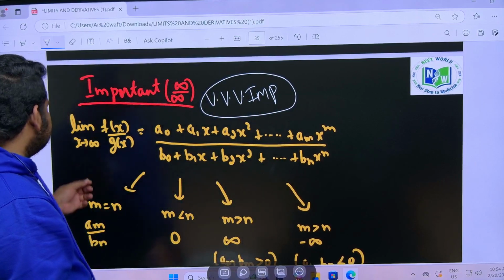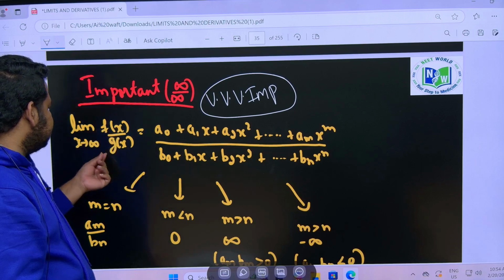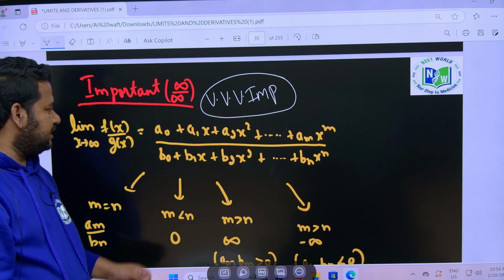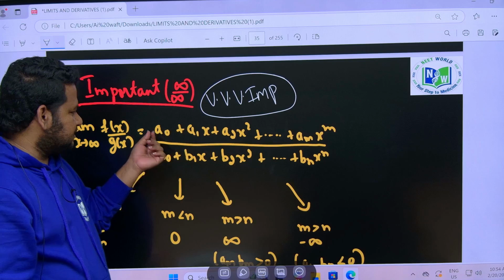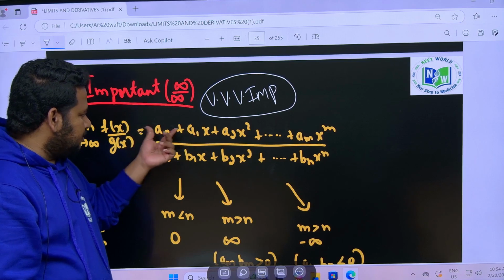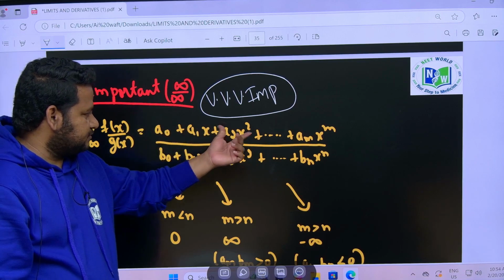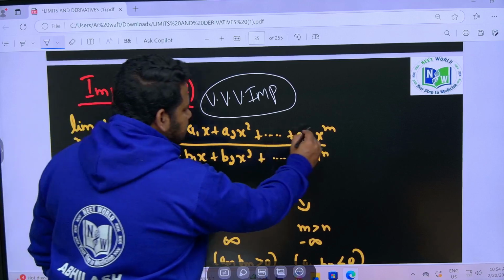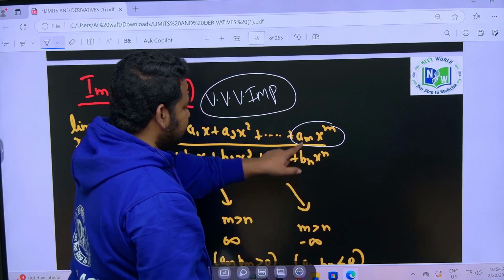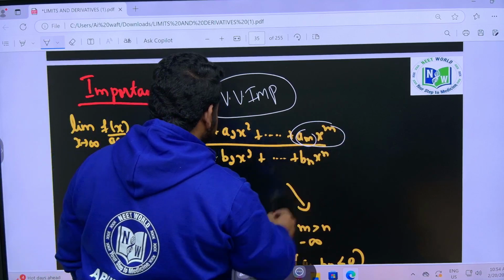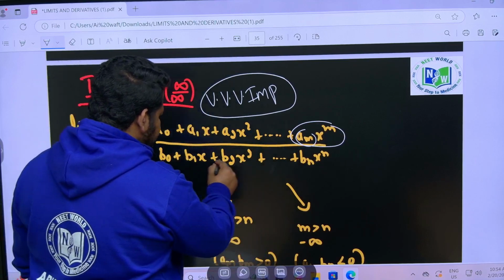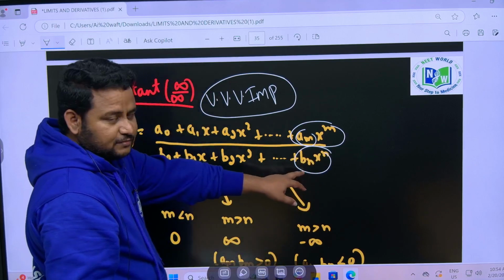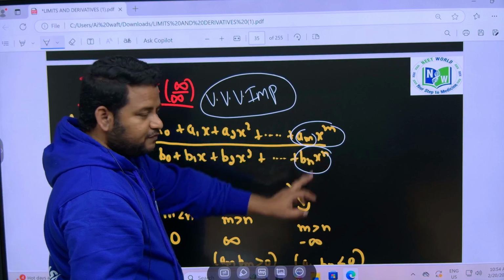Okay, suppose limit f of x by g of x as x tends to infinity is given. This is a sequence in x: a naught, a1 x, a2 x square up to a to the power of m into x to the power of m. This is the highest coefficient of x, and this is the highest power of x. This is b naught, b1, b2, and so on. This is the highest coefficient of x in the denominator and the highest power of the denominator.